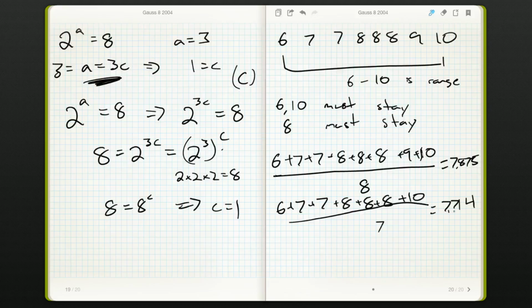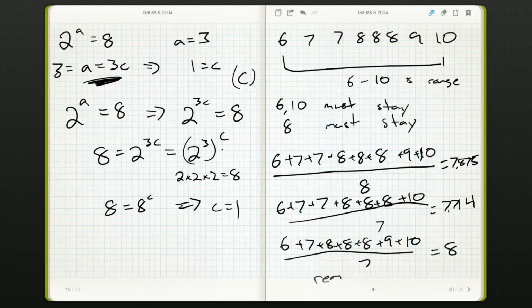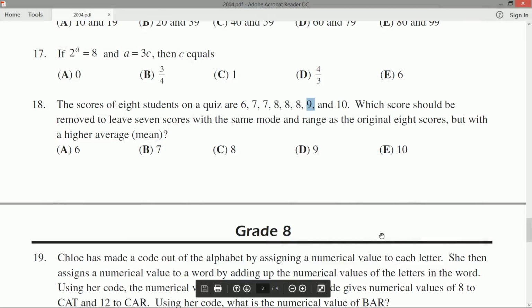If we remove a 7, however, 6 plus 7 plus 8 plus 8 plus 8 plus 9 plus 10, we get 56. And if we divide that by 7, we get 8. So we should remove the 7 because we want the higher average. And I think they went in alphabetical order, so that would be answer B, but let's just go back and check. Yes, B, we want to remove the 7.